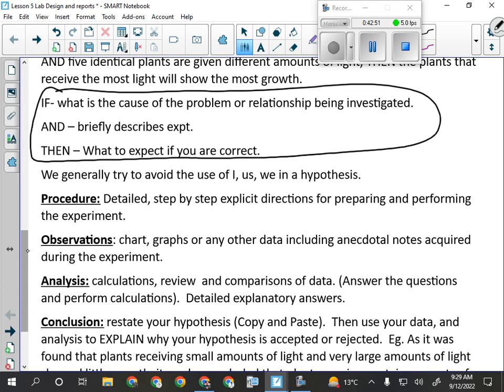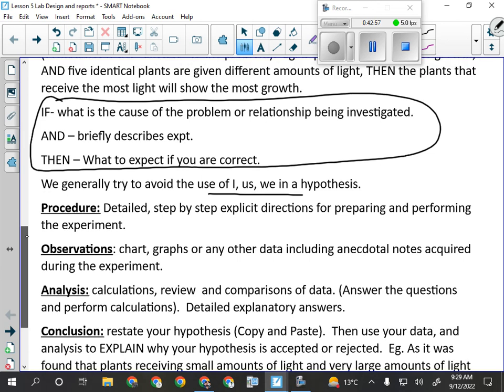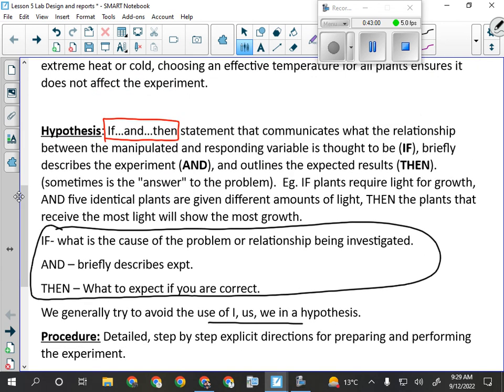And we generally try to avoid the use of I, us, or we in a hypothesis. If you go back to my hypothesis here, it says, if plants require light for growth and 5 identical plants are given different amounts of light, then the plants that get the most light will show the most growth. There's no mention of I'm going to do this or I think this or then we'll. We just don't do that. In a hypothesis, it is totally third person, and we are just looking at the subjects, what's being done and what's going to happen. There doesn't need to be a mention of I, us, we, or anything like that.